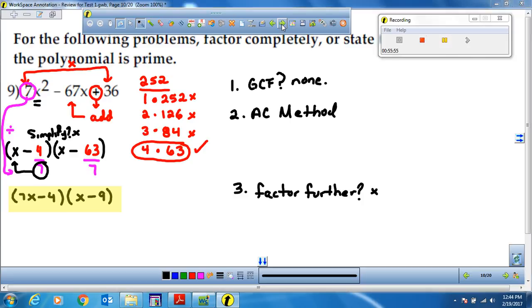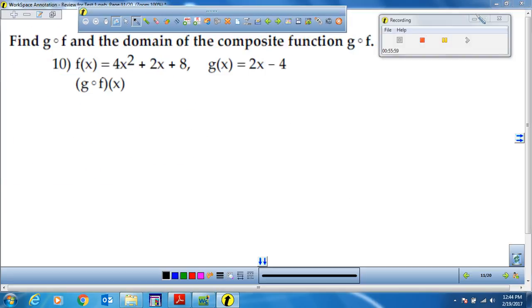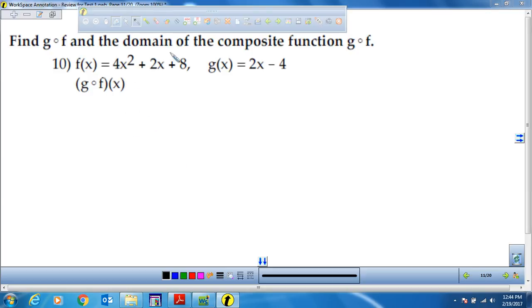Next question. Now we're going to get into composite functions. So on this one, we're going to start by remembering what g of f of x basically means. g of f of x means that we are going to substitute the function f into every x of the function g. So this is what we're doing, right? We are going to substitute the function f into every x of the function g.